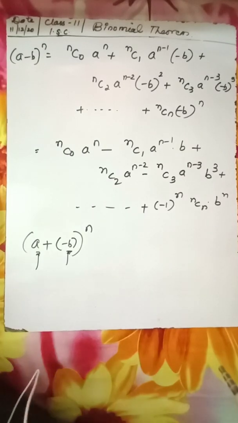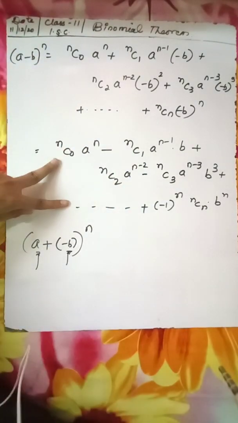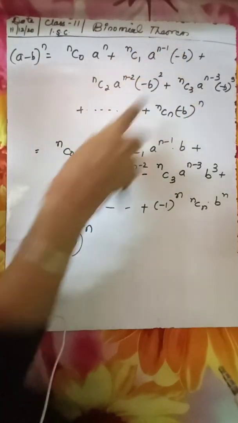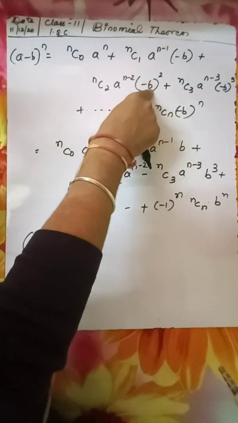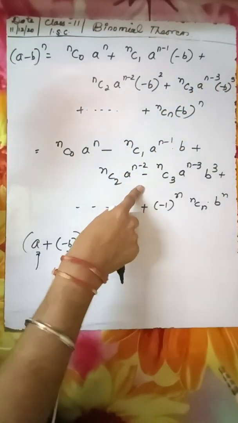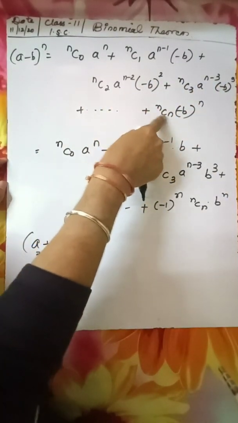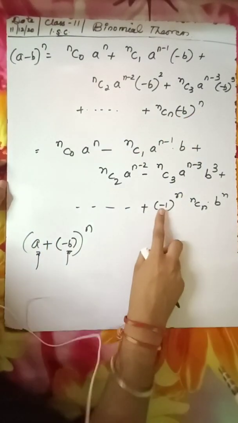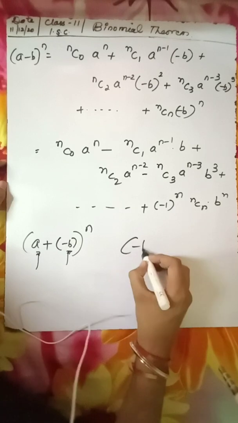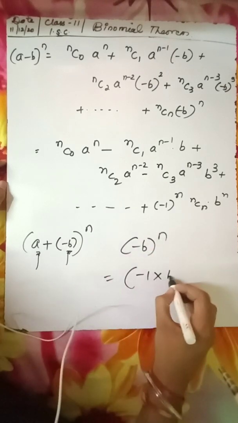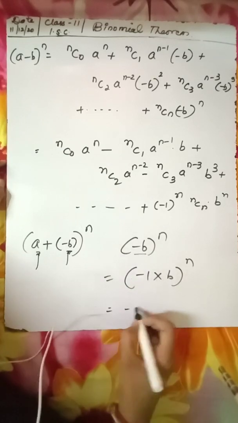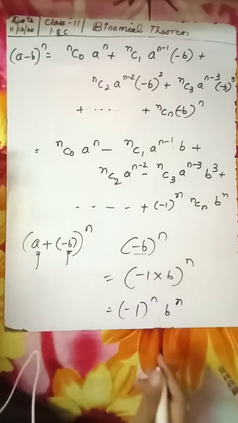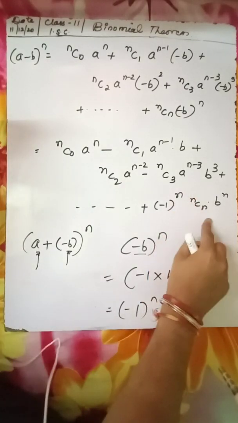Now as you can see, this in turn can be written as nc0 a to the power n, then minus nc1 a to the power n minus 1 into b, because the positive sign becomes negative here. Then plus, since this will remain the same, and so on up to n, where ncn minus b to the power n can be written as minus 1 to the power n. How? Minus of b to the power n is minus of 1 into b whole power n, and the n will be distributed according to the law of indices. So minus 1 to the power n, ncn b to the power n.